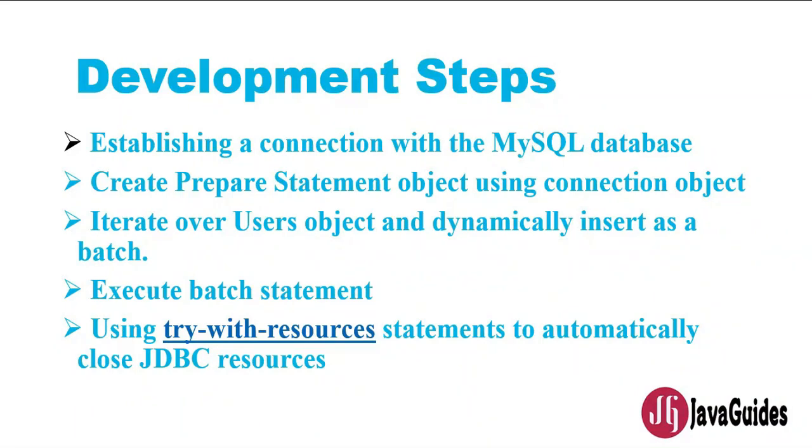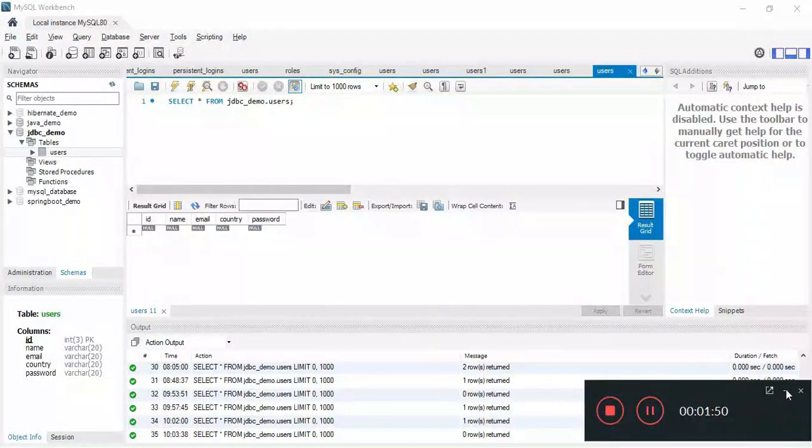All right. So before Java 7, we used a finally block in order to close the JDBC resources. And Java 7 provides a cool feature, that is the try-with-resources feature, in order to close the JDBC resources automatically.